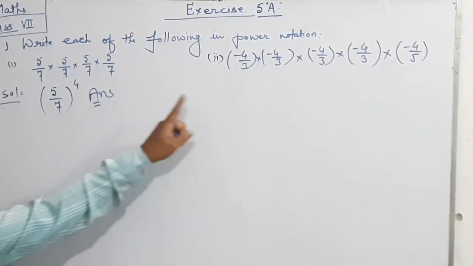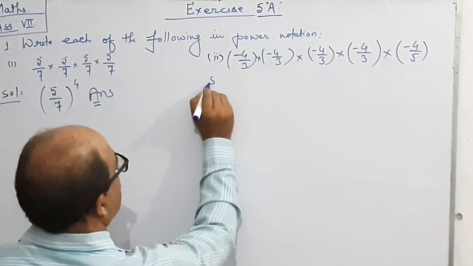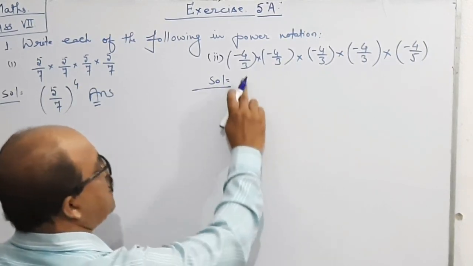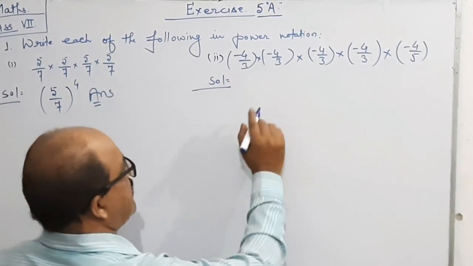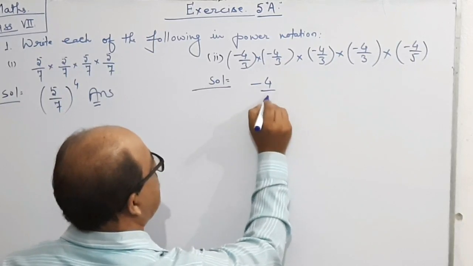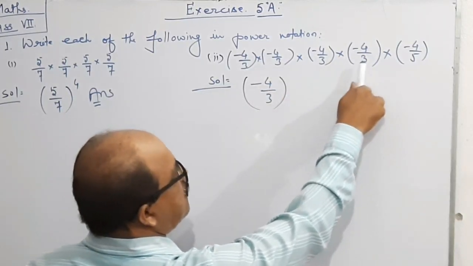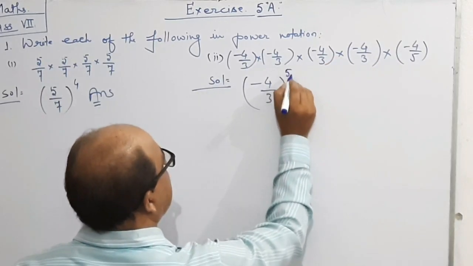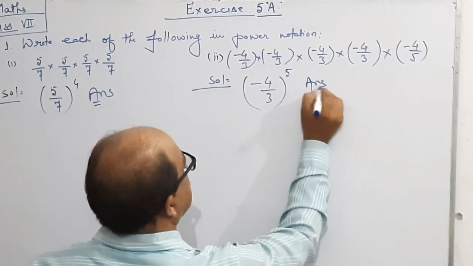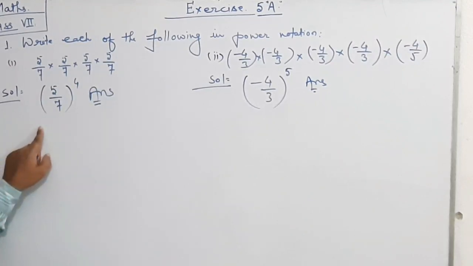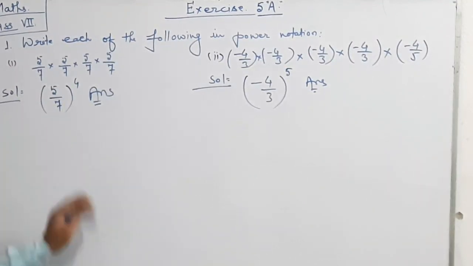And the same question. Now minus 4 by 3, this one minus 4 by 3. And how many times it has come? 1, 2, 3, 4 and 5. So here you will write down 5. This one the simplification, and it's a very easy question for you.